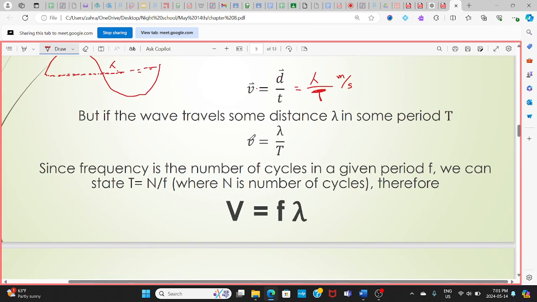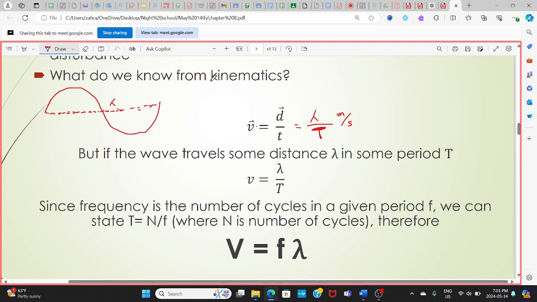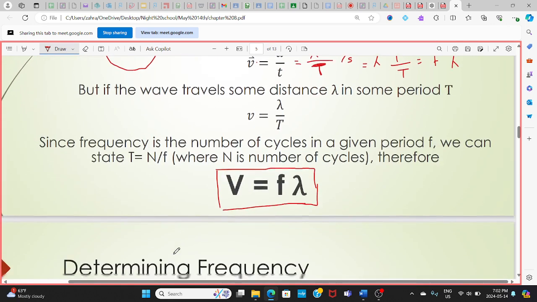Now, if you rearrange it, we just said that frequency is 1/period, right? So this is lambda times 1/T. Instead of the 1/T, I can put frequency. So it's going to be frequency times lambda. And that equation is the universal wave equation. Okay? Universal wave equation.